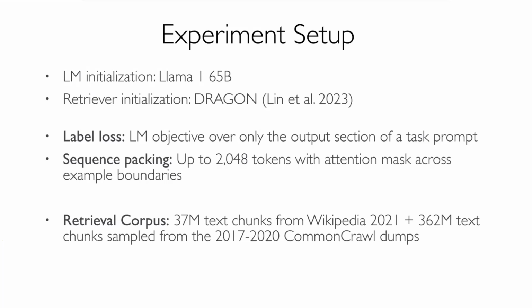And for the retriever corpus, we try to use the largest retriever corpus we can efficiently serve to mimic a real world data distribution. But you can see here, in some sense, the retriever corpus we use is not super large. It is in total about 400 million text chunks. 37 million of them come from Wikipedia 2021, and the rest we sampled from Common Crawl dumps.